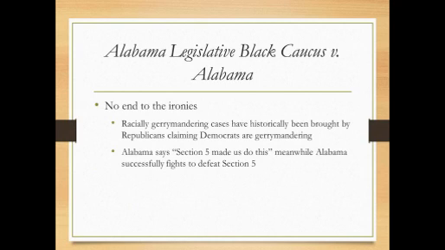So this case has basically unending ironies. Probably the most interesting irony is that racial gerrymandering cases have historically been brought by Republicans claiming that it was Democrats who were engaged in racial gerrymandering. Here, of course, we have the reverse kind of claim. And then the other irony is you have Alabama arguing, look, Section 5 made us do this. Meanwhile, Alabama is fighting successfully to strike down Section 4, which practically speaking leads to the striking down of Section 5 in the Shelby County case decided 2 years ago. Next slide.